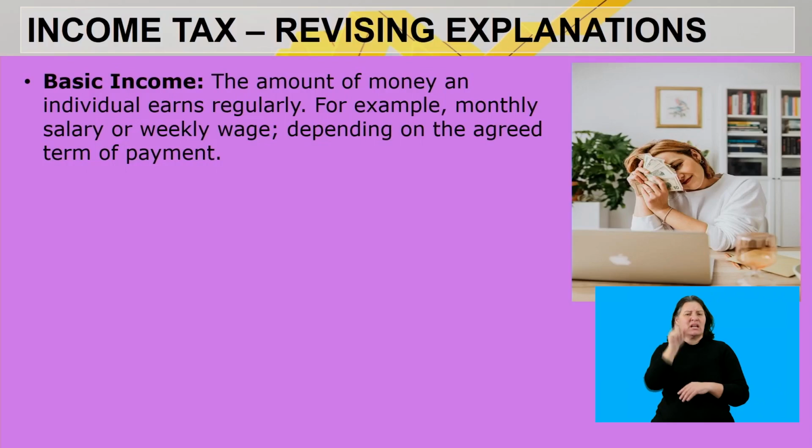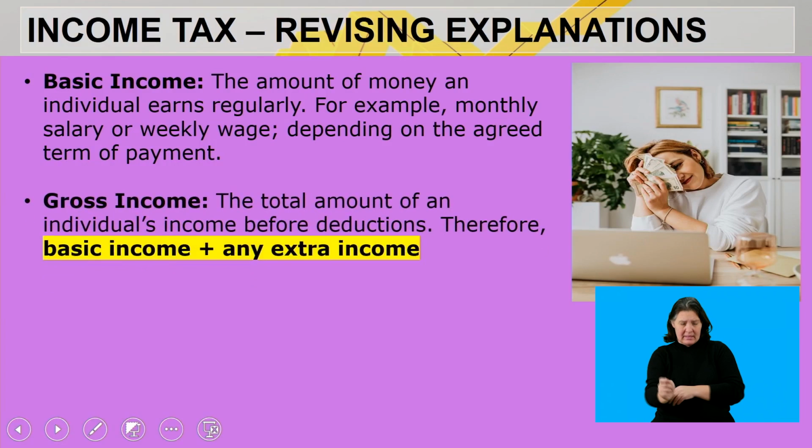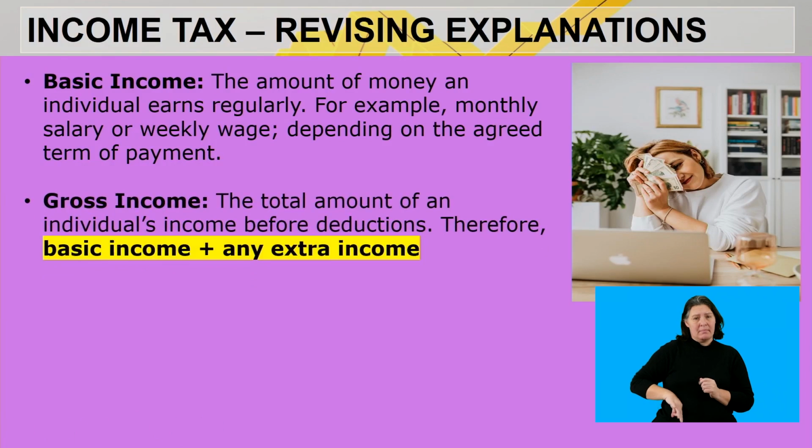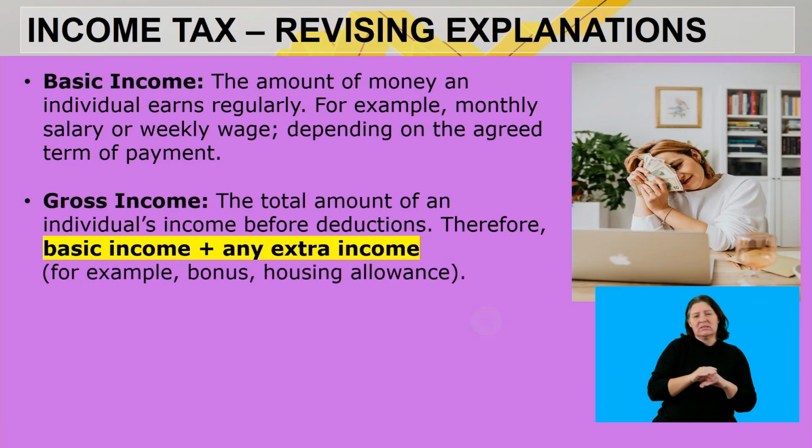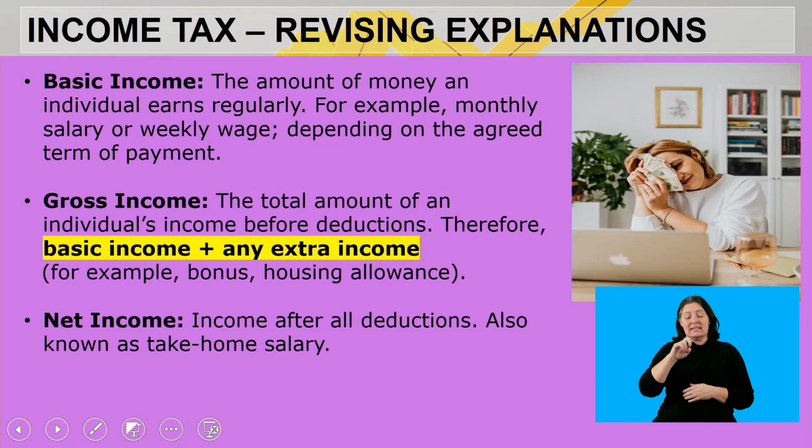Right, also important is to know other basic terms, like for example, your basic income. This is the amount of money an individual earns regularly. For example, your monthly salary or your weekly wage, depending on the agreed term of payment. Then what is gross income? That's the total amount of an individual's income before deductions. Therefore, basic income plus any other extra income. Okay, for example, your bonus, housing allowance, etc. Then net income, that's income after all deductions. And that's also known as your take-home salary.